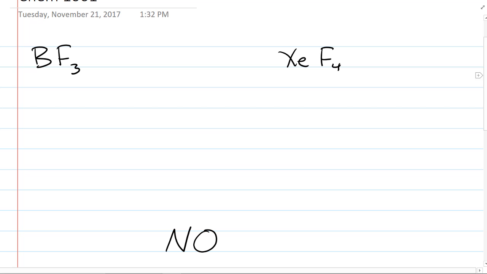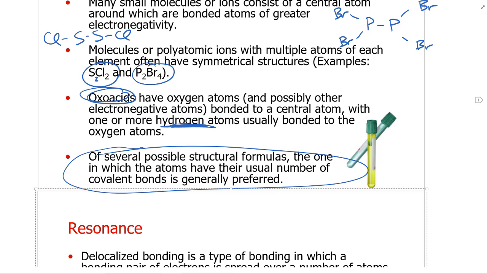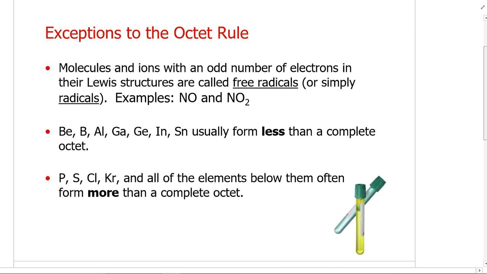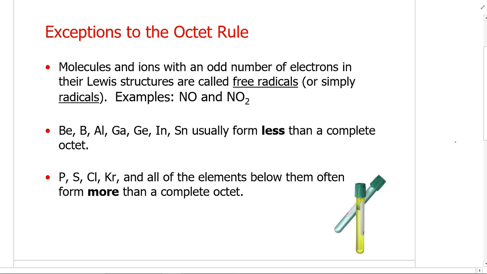Now, if we look at the exceptions to the octet rule, those molecules and ions with an odd number of electrons in their Lewis structures are referred to as free radicals or simply radicals. A couple examples of those would be NO and NO2. We're going to look at NO here today. Then, there are elements that can form less than a complete octet. They are beryllium, boron, aluminum, gallium, germanium, indium, and tin.